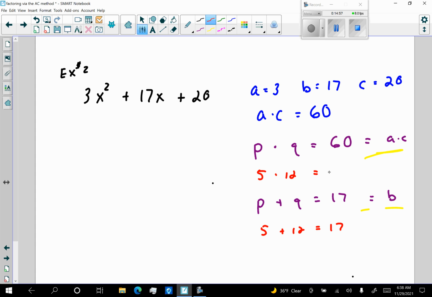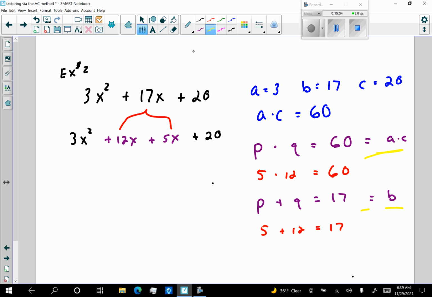So now I have found my two numbers, 5 and 12. I'm going to take those two numbers and put them up here. So I'm going to rewrite the 3x squared and the positive 20. And I have a 12x, bam, and I have a 5x right here. 12x plus 5x is 17x, so I've not changed the expression. I found those two magic numbers, p and q.